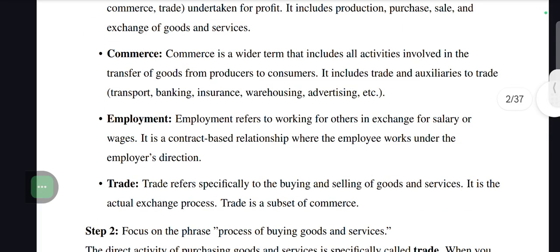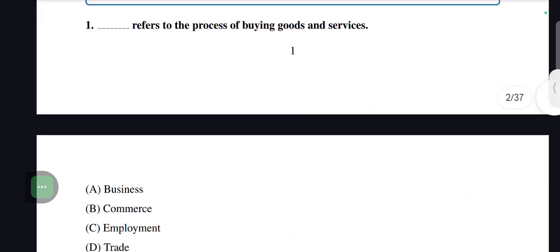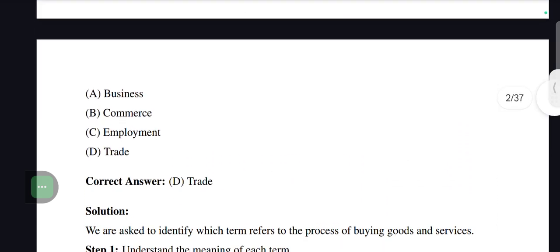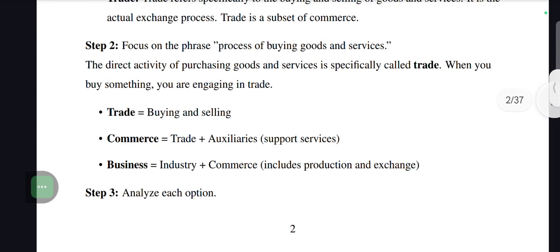Trade refers specifically to the buying and selling of goods and services. It is the actual exchange process. So trade is a subset of commerce. Therefore the correct answer is option D, trade. The question focuses on the phrase process of buying goods and services, so the direct activity of purchasing goods.